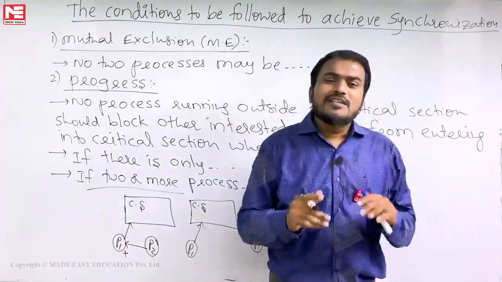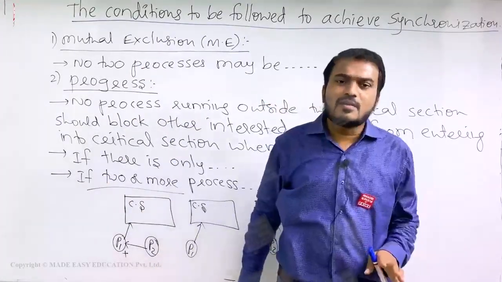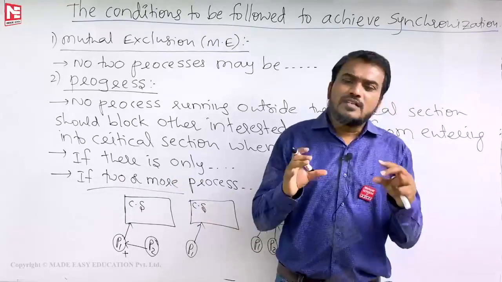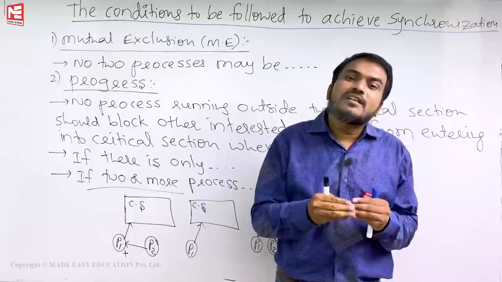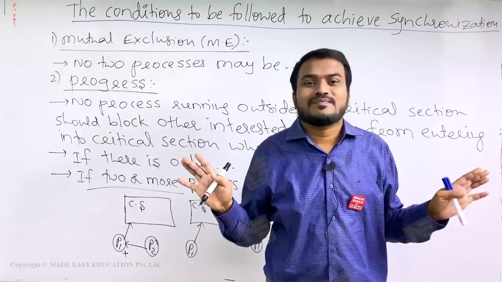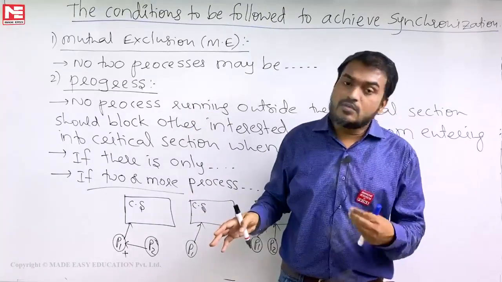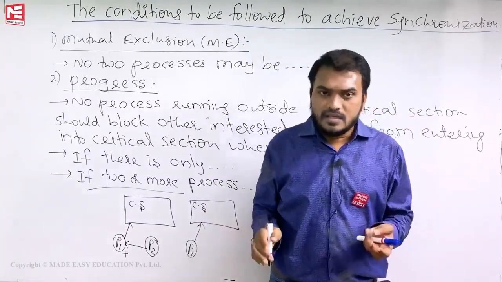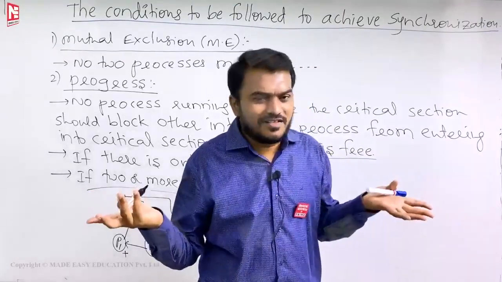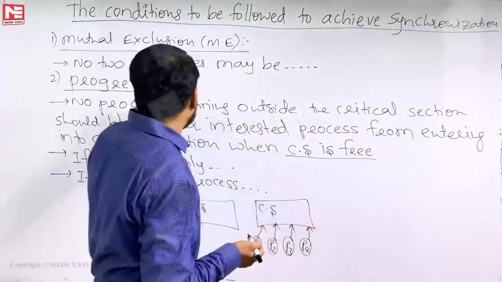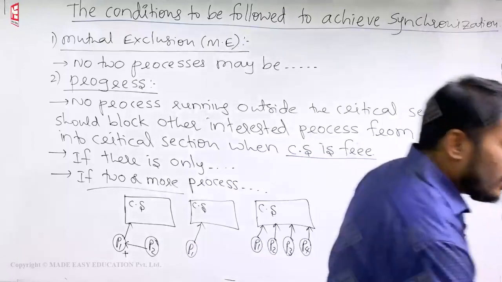The meaning of all the three statements whatever I have given, and the fourth statement also, is the same only. Simple: when the critical section is free, whoever is interested should definitely enter into the critical section. Don't worry, it looks very big, but it's very simple. I'll show you the simple techniques. Whenever the critical section is free, whoever is trying to enter should definitely enter. That is the meaning of progress. The logical meaning of all the three statements is the same only.